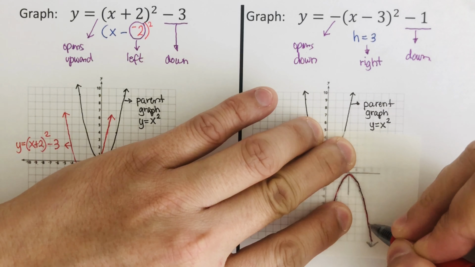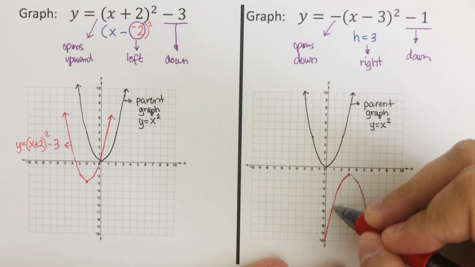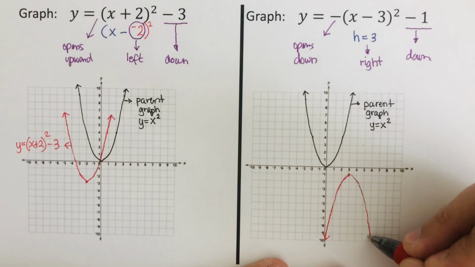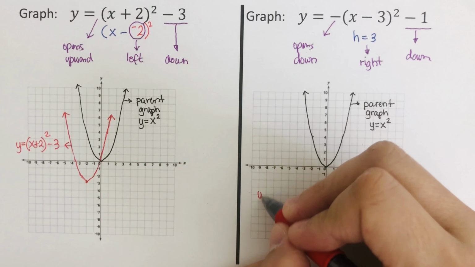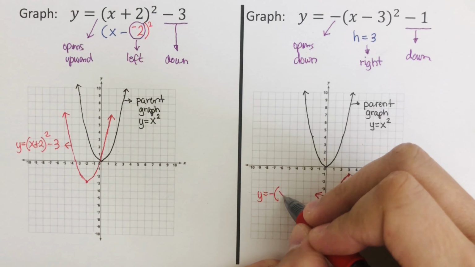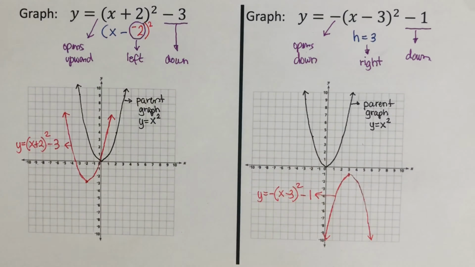And then the equation for this graph is up there. This is the vertex and this is the graph. The equation for this graph now is y equals negative (x minus 3) squared minus 1. Did you get the same graph as this?